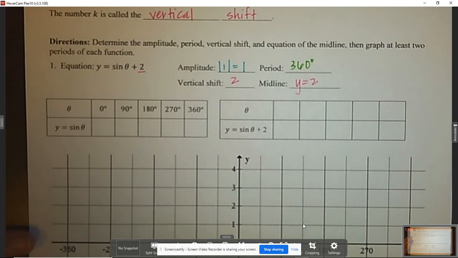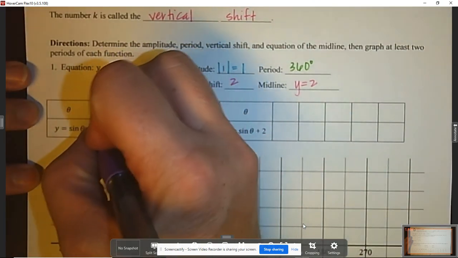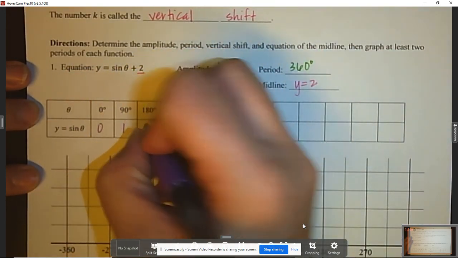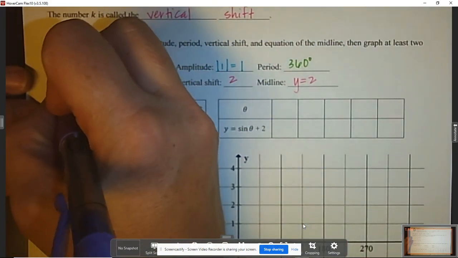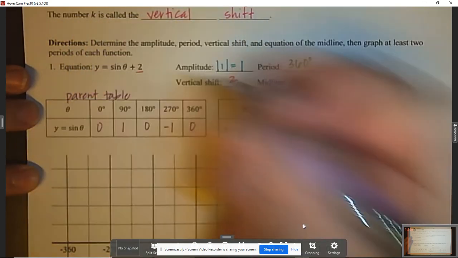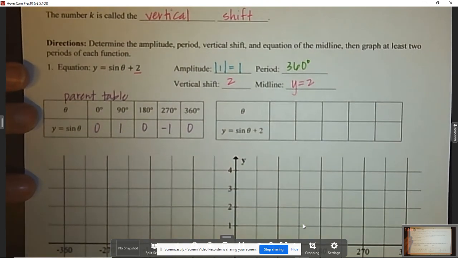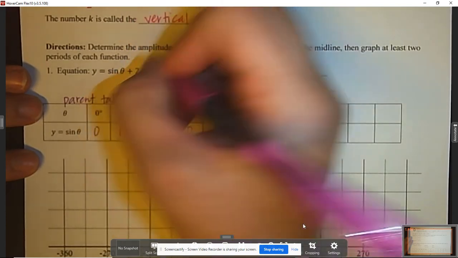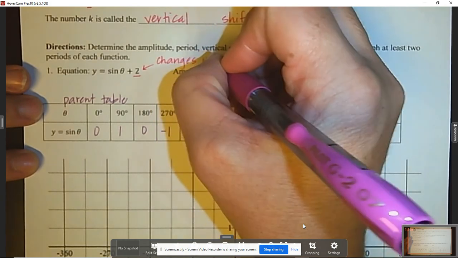All right, so if I want to start graphing this, I need to fill in my parent table. So sine of 0 is 0, sine of 90 is 1, 180 is 0, then negative 1, and back to 0. So this is my parent table for sine, and you probably have that memorized. Now, as we were saying, anything outside changes the y values. So this 2 right here changes my y values.